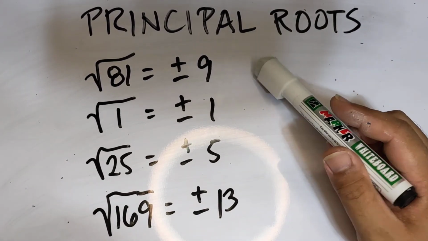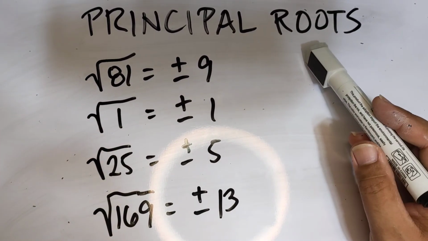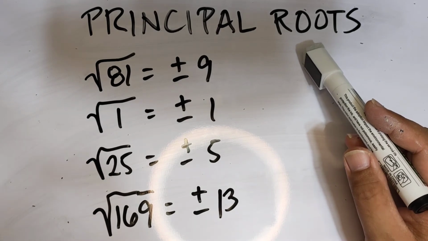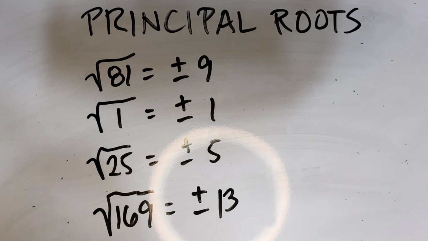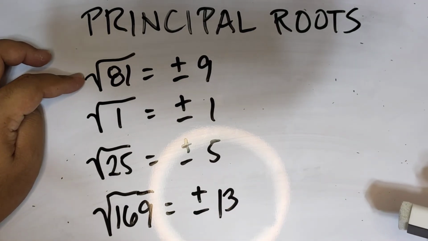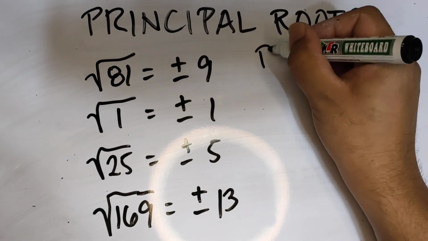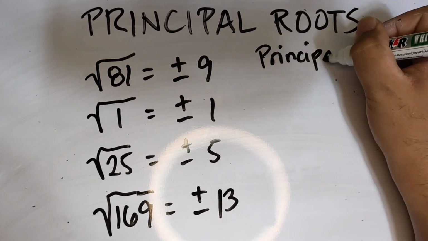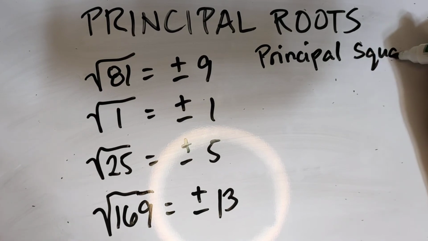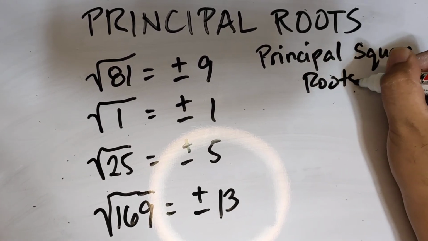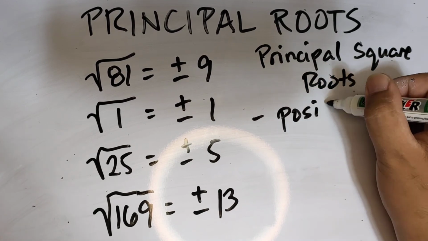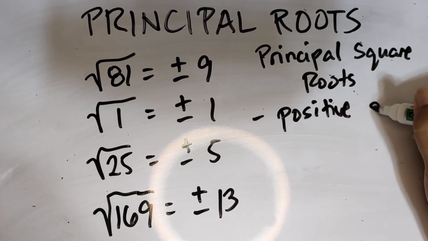Paano naman yung principal square roots? When you say principal square roots, ito yung mga positive square roots. Okay? So, dito, we are only considering yung mga positive square root ng ating given number. Okay? So, dito nyan, ano ang principal square root ng 81? Principal square roots. So, these are the positive square roots.